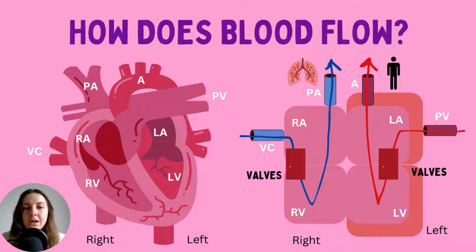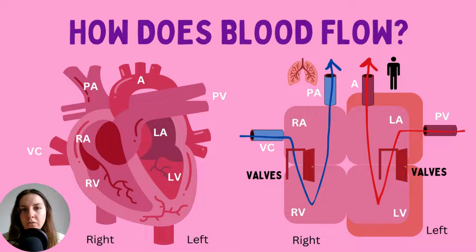Now, on the right hand side, you can see that we have lots of deoxygenated blood that is traveling into the heart and out. And on the left hand side, you can see we have lots of oxygenated blood being transported in and out of the heart. So let's start off with the right hand side. We have blood coming into the heart by a vein called the vena cava.